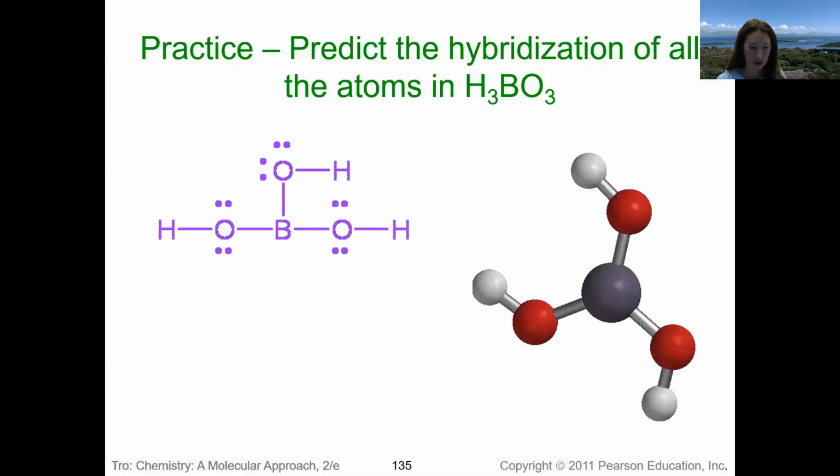Okay, so let's try another one. So here's the Lewis structure. I want you to take a minute and predict these hybridizations. Now there's a few hybridizations, right? There's a hybridization here, here, here, here, so we have 1, 2, 3, 4 different things to look at. So I'm going to give you a second. I want you to predict the hybridization based on this Lewis structure. So try that, and then we're going to go over it in just a minute.